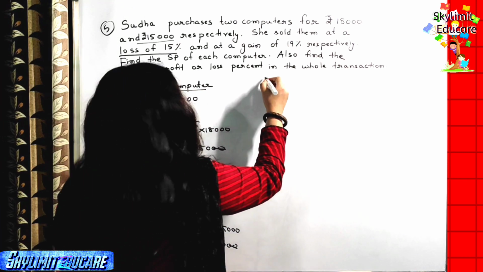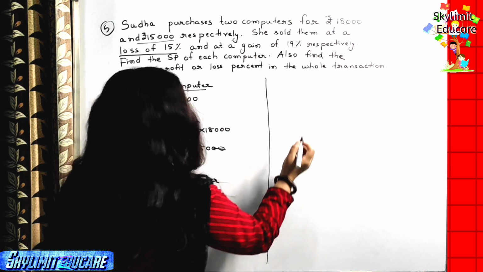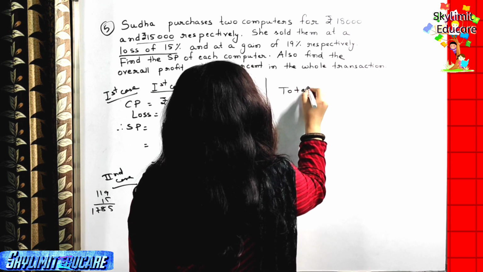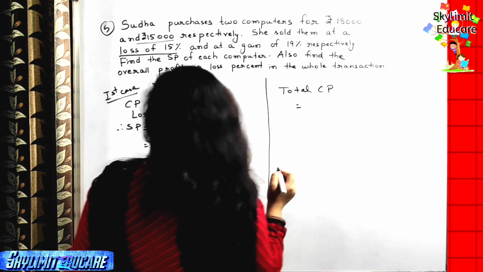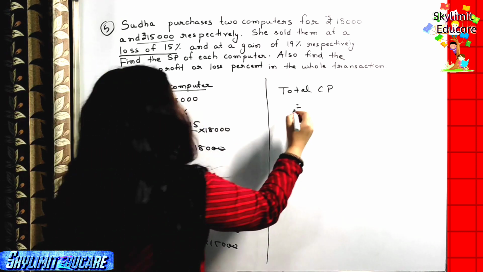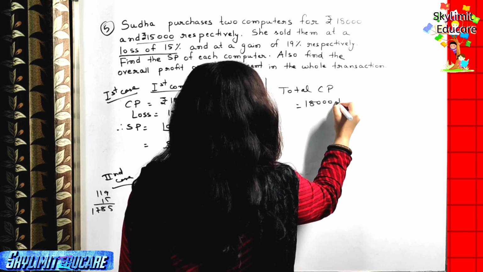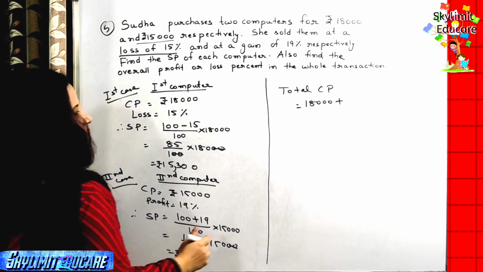Okay, so in that same manner we are going to solve again. That is what we are going to find out, the total CP. So CP of the first computer is 18,000 plus CP of the second computer is 15,000.